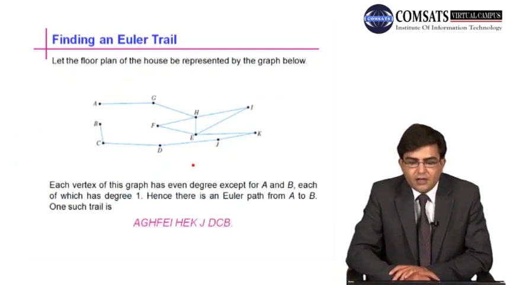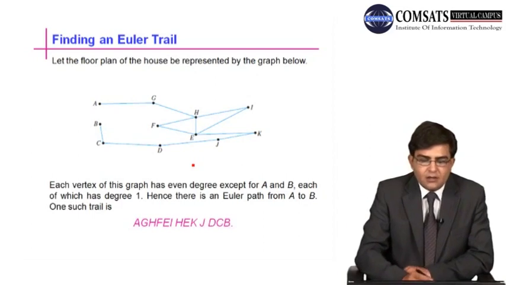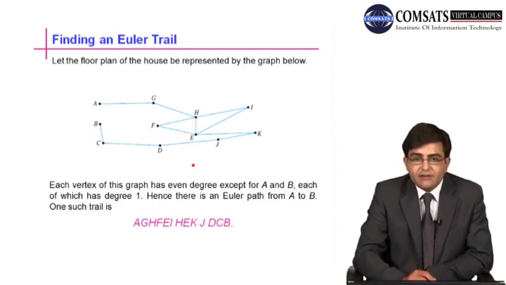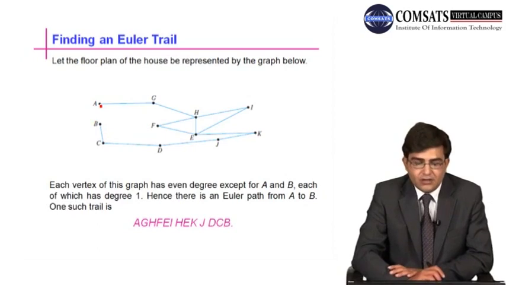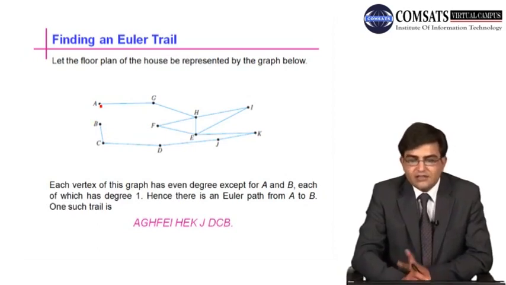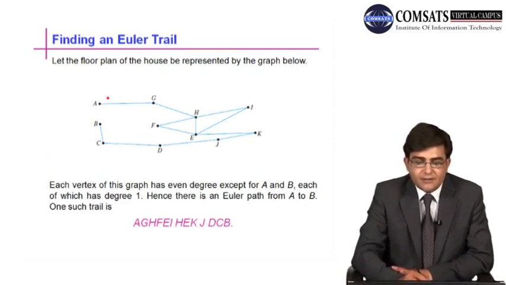Here the floor plan of the house is represented by the given graph. Now we have to construct an Euler path, so that every vertex has been used at least once, and every edge has been used exactly once. Starting and ending point must have odd degree, and the graph must be connected. All these conditions, first we check.